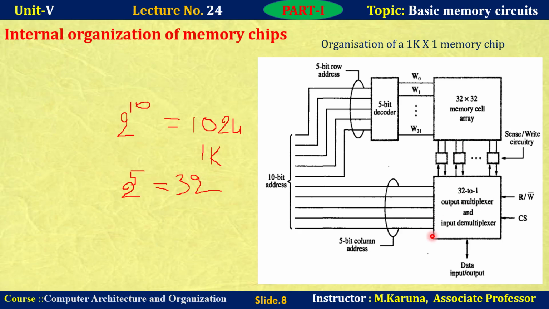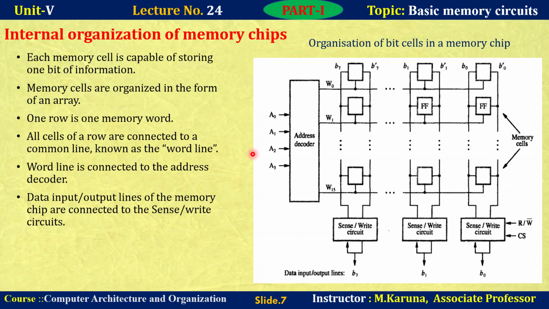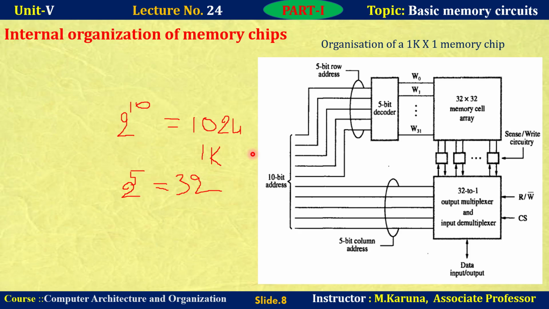So these two figures are commercially available memory chips. Okay, this one and this one are commercially available chips. Likewise, memory cells or memory chips can be organized to perform read and write operation.